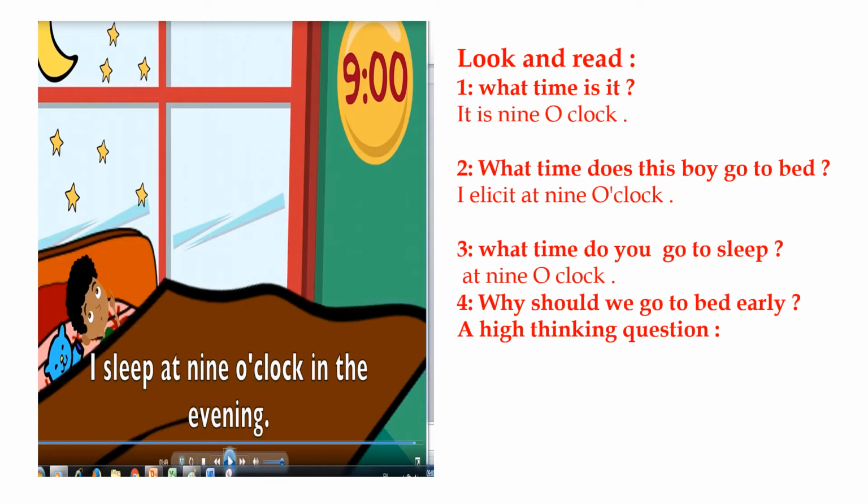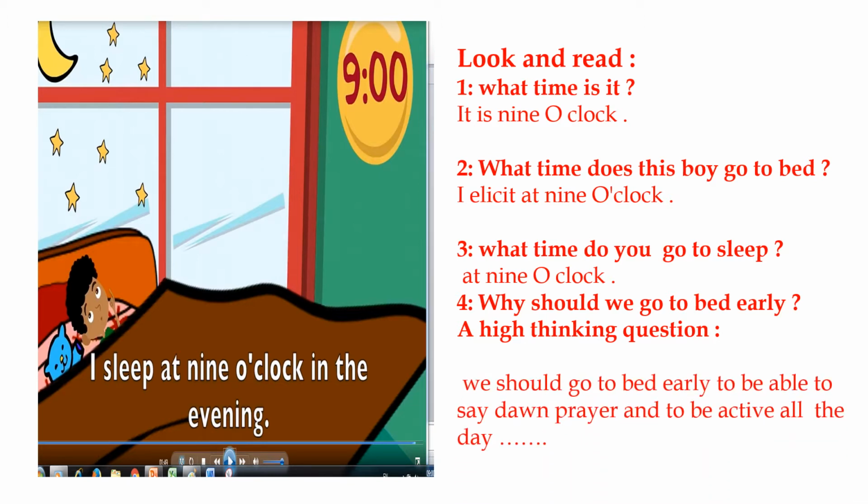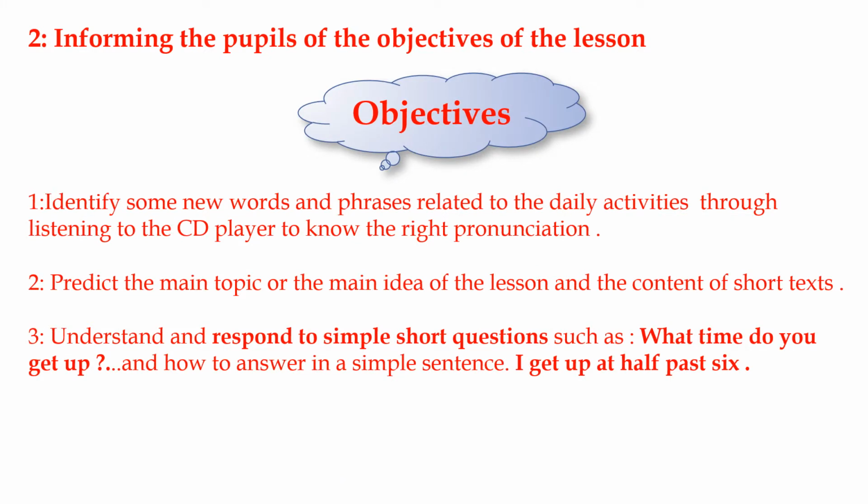At 9 o'clock. Why should we go to bed early? This is a high thinking question. We can say we should go to bed early to be able to say dawn prayer and to be active all the day. After this introductory commentary, we can see that the objectives of the lesson we are going to study today can be shortened in the following points.